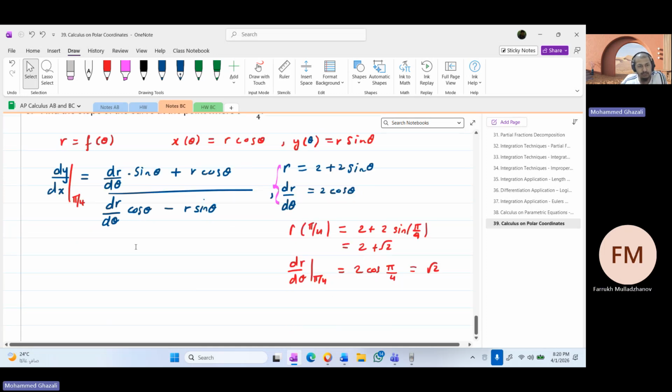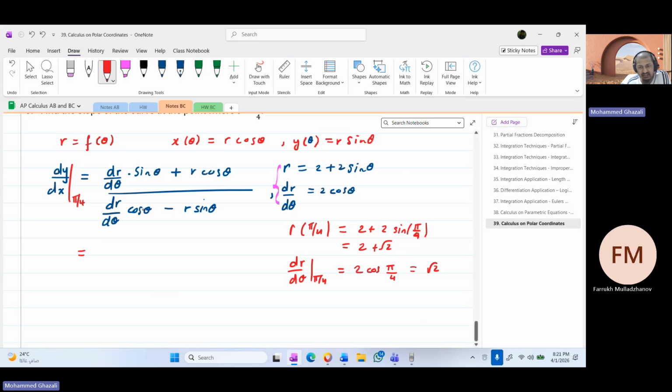Right, so we got those two quantities. Just put everything inside here. So what is dr d theta? Dr d theta is root 2. Sine of pi by 4 is root 2 over 2. Plus r, what's r? 2 plus root 2. Cos of pi by 4 is root 2 over 2, divided by dr d theta, which is root 2 cos theta. What's cos theta? Root 2 over 2, right? Minus r. R is 2 plus root 2. Sine theta is sine pi by 4, which is root 2 over 2.